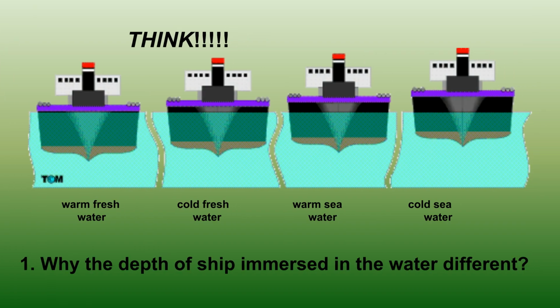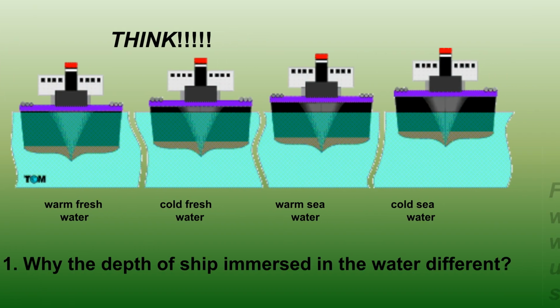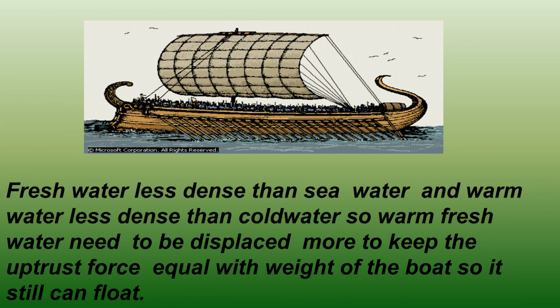Consider why a ship's immersion depth changes in different water types. The difference is due to the water's density. Fresh water is less dense than seawater, and warm water is less dense than cold water. Therefore, warm, fresh water requires more volume to be displaced to generate the same upthrust needed to keep the boat afloat.